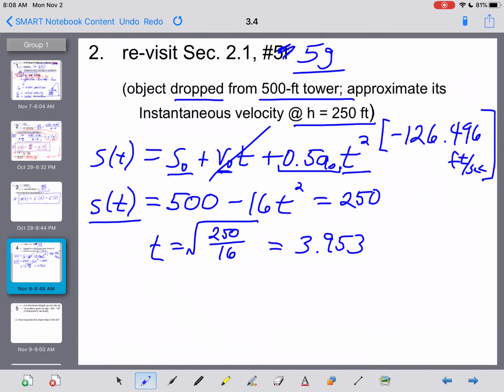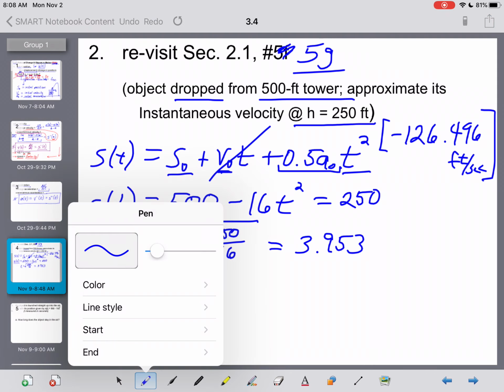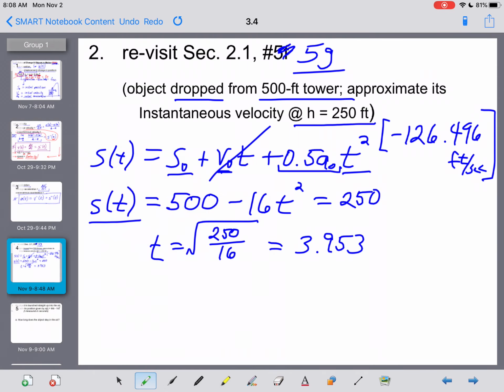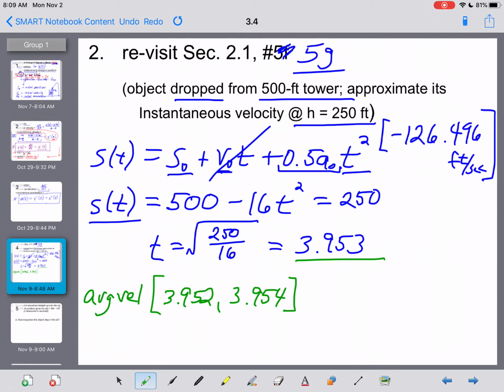What we did when we did this, probably back in September, is we did the average velocity function that we had programmed into our calculator, and we did it on a really small interval that contained 3.953. Maybe we did from 3.952 seconds to 3.954 seconds. And that is how we obtained that answer right over there.